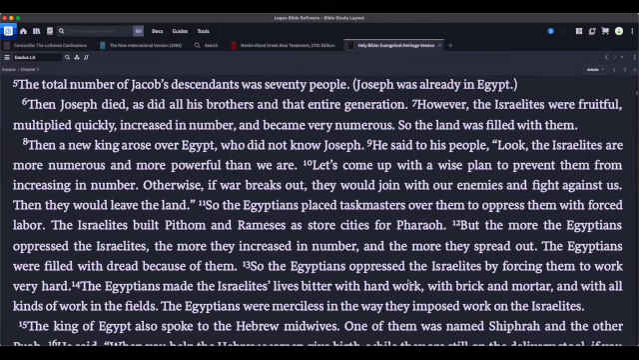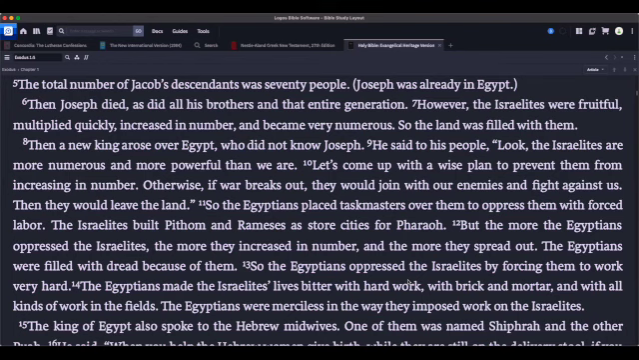So Exodus, second book of the Bible. Yeah, we're all there. The total number of Jacob's descendants was 70 people. Joseph was already in Egypt. Then Joseph died, as did all his brothers and that entire generation. However, the Israelites were fruitful, multiplied quickly, increased in number, and became very numerous. So the land was filled with them.